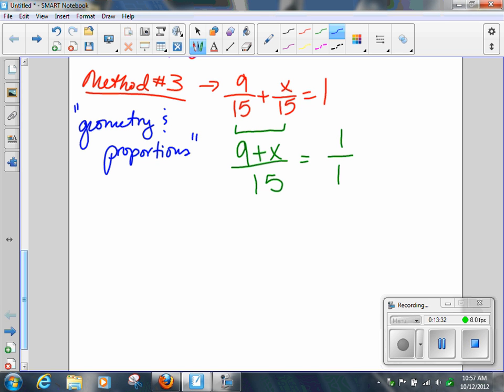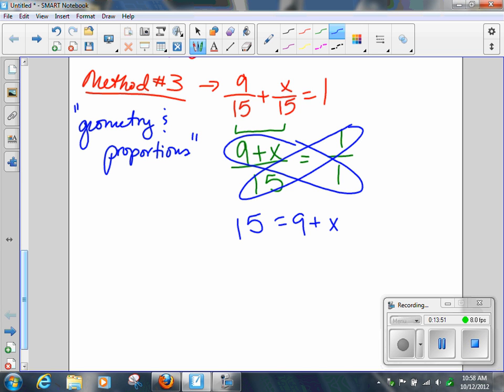Do I have a fraction equal to a fraction? Yes. How do you solve proportions? You cross multiply. Check this out. 15 times 1 is 15. What's 9 plus x times 1? I'll be daggone. What's my answer? Still 6, isn't it? More than one way to skin a cat.